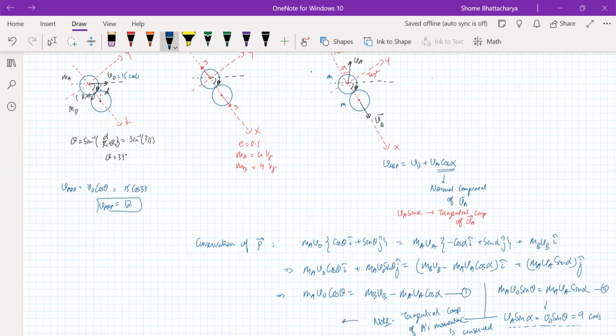Because the collision impulse J is normal in direction, it does not have a tangential component. So that is one additional thing.